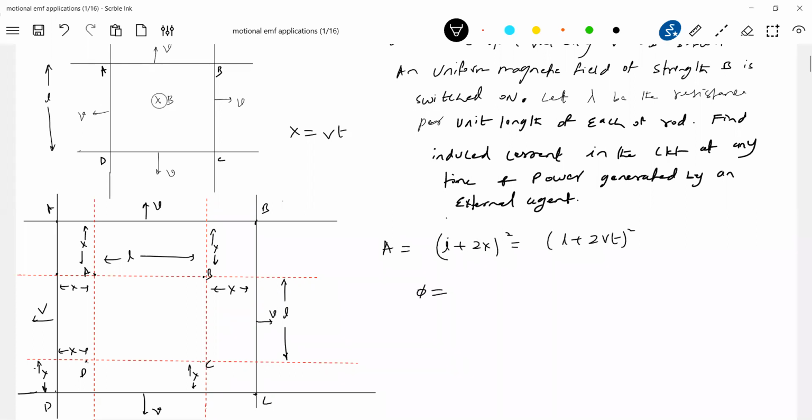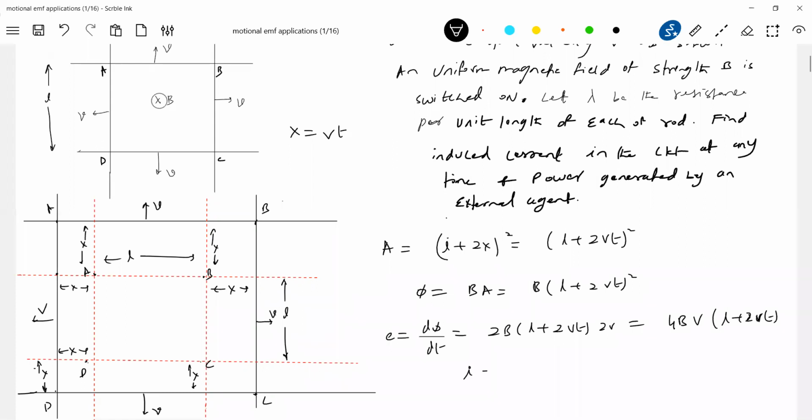So what is the flux linking the loop? B into A, as a uniform magnetic field is there. So we got the flux. Now differentiate this, d phi by dt, is 2B (L plus 2Vt) times 2V, so 4BV (L plus 2Vt). Okay, this is the expression for the EMF induced.